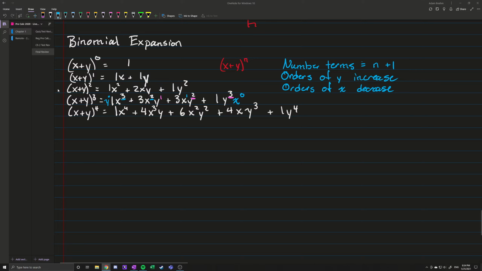The big thing here, though, is that each of these coefficients, the 1, the 4, the 6, the other 4, the 3s, the 1s, all of those are combinations. So the coefficient is always going to be equal to n choose r, where r is the number of the term, starting at 0.